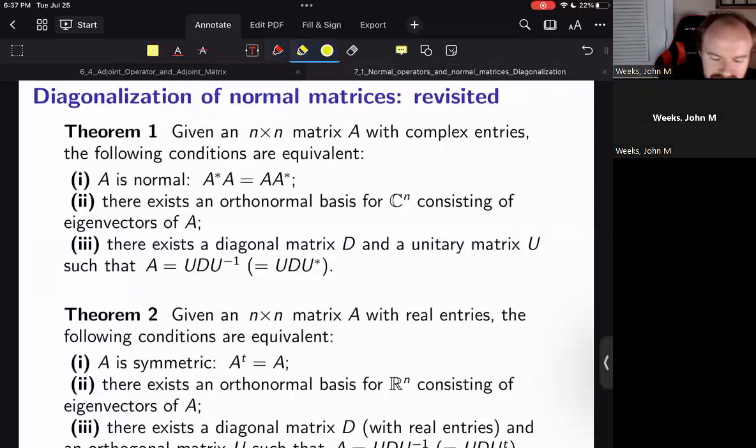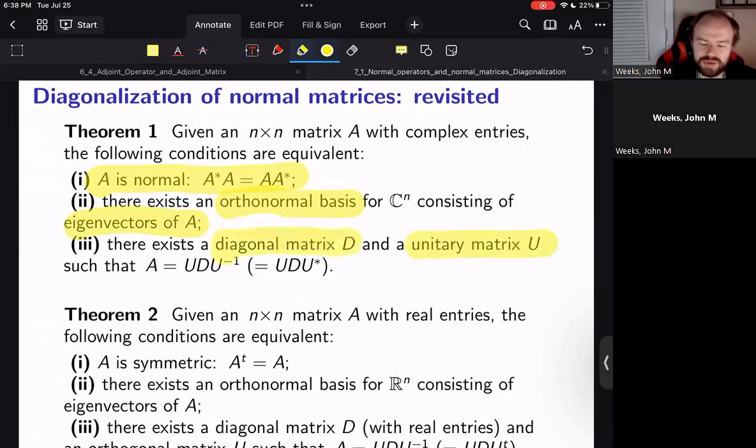So you will see here that that connects most of the parts of this theorem. If A is normal, then there exists an orthonormal basis filled with eigenvectors of A. And then you can use that as your unitary matrix, a transition matrix, to get your diagonal matrix full of eigenvalues. So A is equal to U D U inverse. And another way I could write that, of course, is U D U star, since U is unitary.